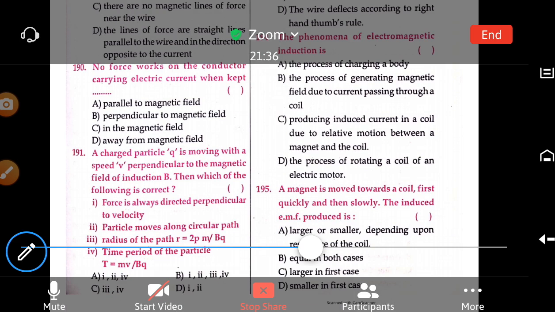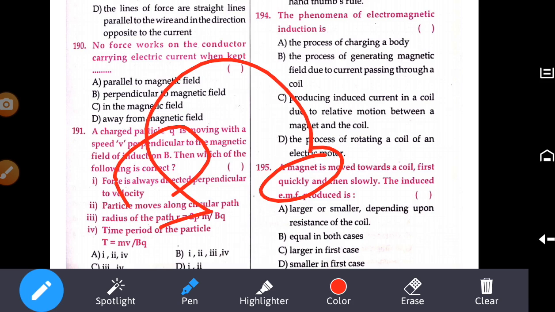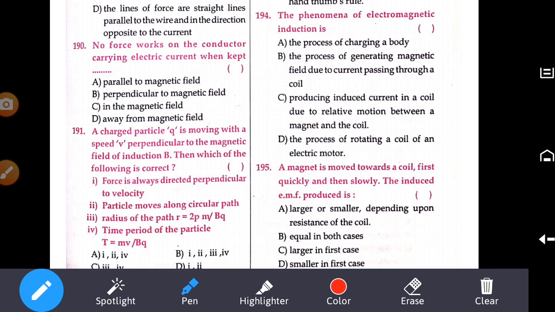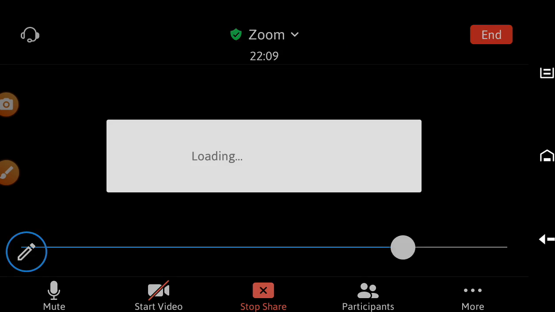195th question. The magnet is moved towards a coil, first quickly then slowly. So the induced EMF: if the bar magnet is moving quickly into the coil, more EMF will be induced. If it is moving slowly, less EMF will be induced. Equal in both cases is wrong. Larger in the first case, yes, correct. If it is moving quickly, larger in the first case. Option number C is our answer. So 195 questions over. Let's see the next page.